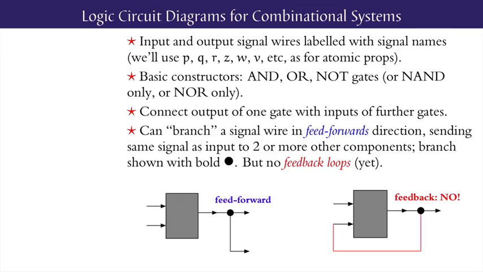The output of one gate can be connected by wire to the input of another gate. A signal wire can be split or branched in a forwards direction to allow the same signal to be fed forward to two or more other gates, with the branching indicated by a bold dot. But in the construction of combinational digital systems, we do not yet allow feedback loops. This sort of feedback is a crucial feature of sequential digital systems, and will be introduced in the successor course, Logic, Language and Information 2.